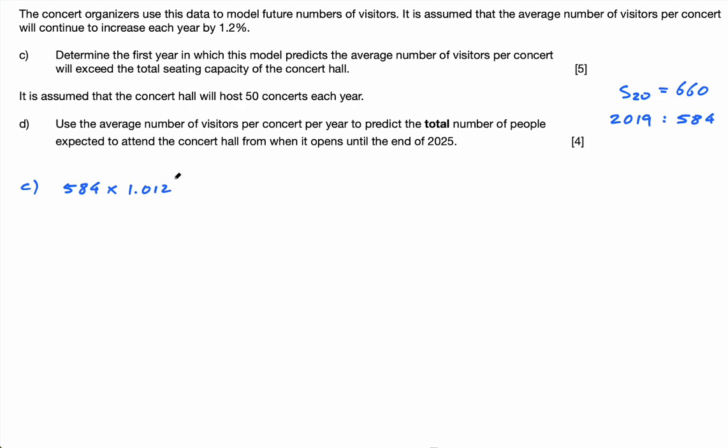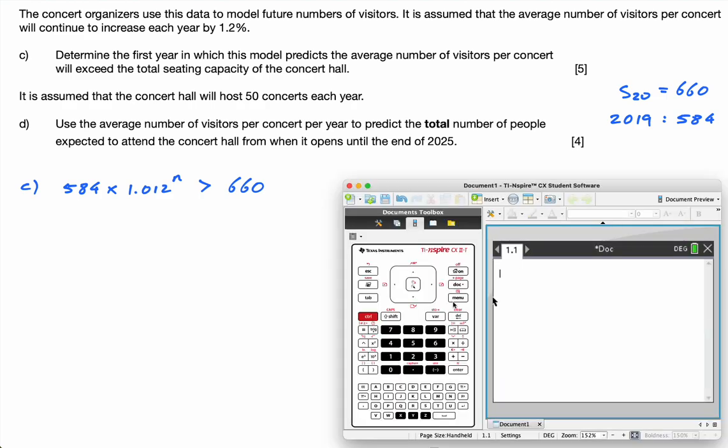But certainly the more technical way to do it is we say, when is 584 times 1.012 to the power of n, because I multiply by 1.012 every year, as many times as I need to get over 660. So when is this bigger than 660? Using the calculator, I can just do NSolve: menu, algebra, numerical solve. 584 times 1.012 to the power of n equals 660, comma n.